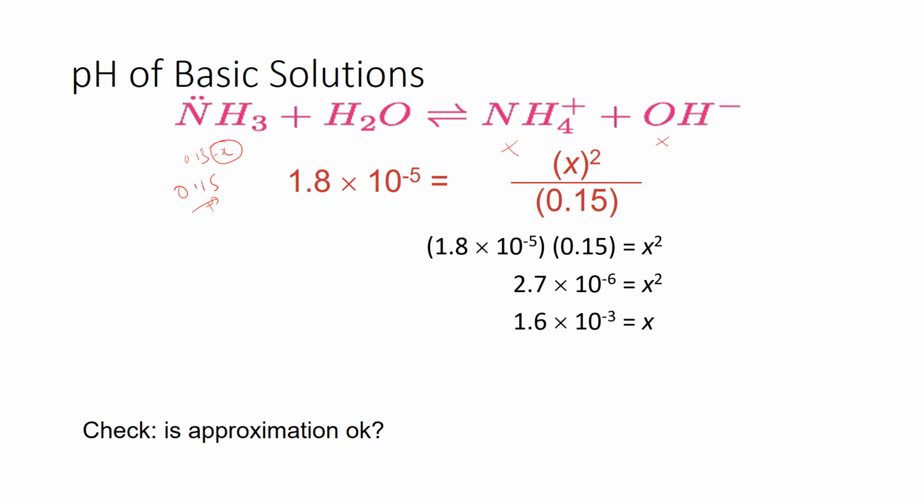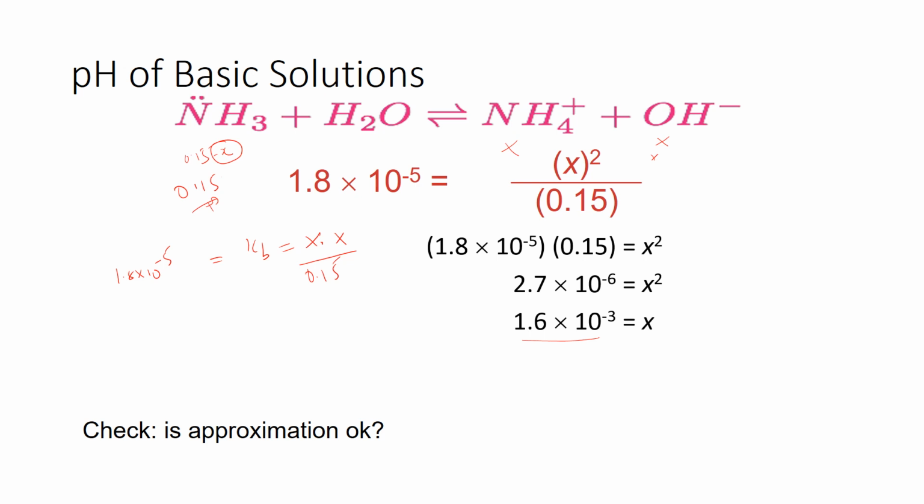So our Kb expression will then be equal to X times X divided by 0.15, and that is equal to 1.8 times 10 to the power of negative 5. If you are determining the value of X, then X will be 1.6 times 10 to the power of negative 3. So you actually see that this is a very low value.